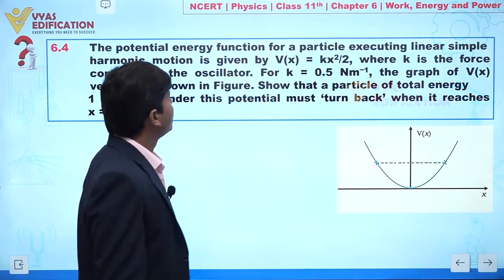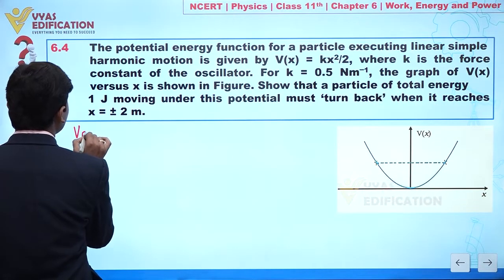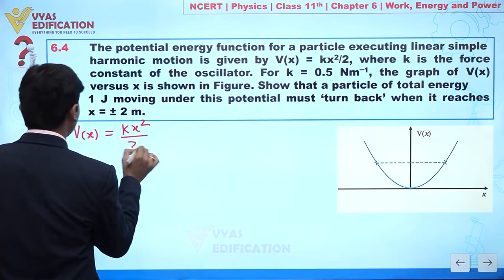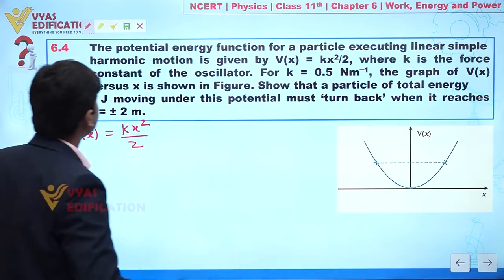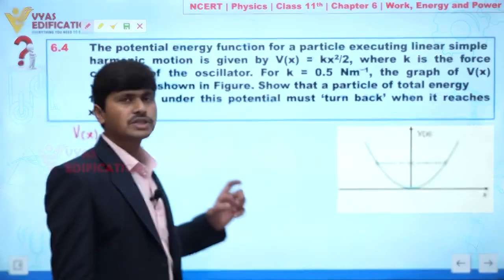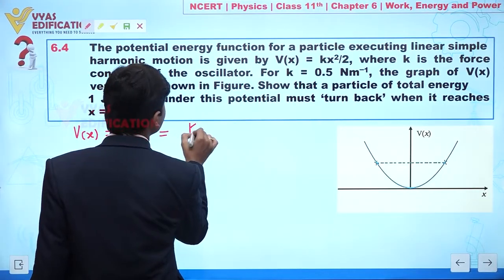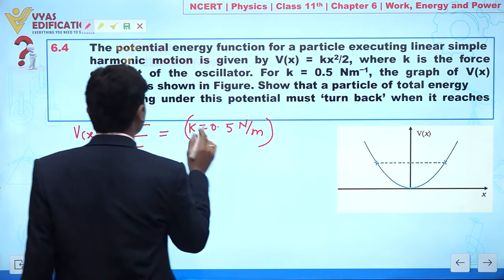Clear? Now one relation is given. This relation is given to you, V(x), and this is equal to kx square by 2. Clear? And where k is what? K is, we can say, the force constant of an oscillator. Clear? And the value of k is also given to you. This one we have 0.5 Newton per meter. Clear?